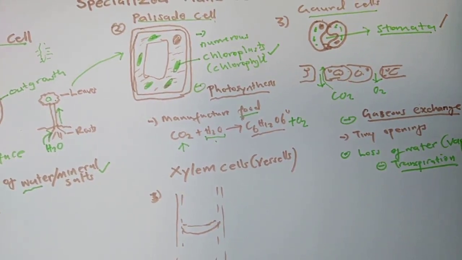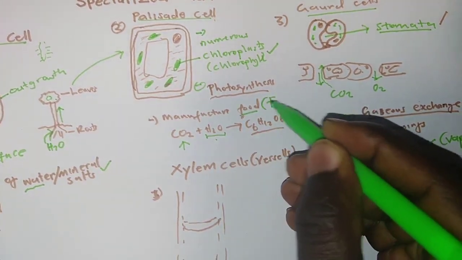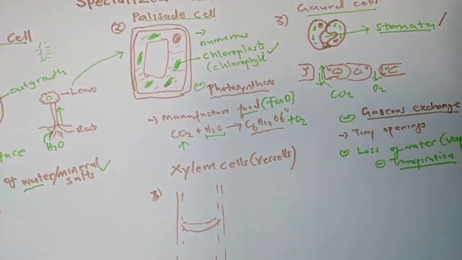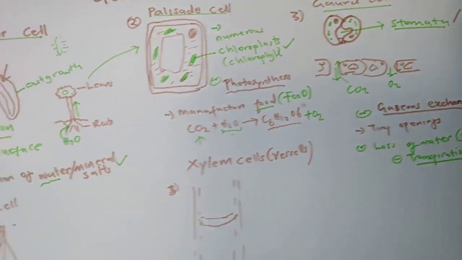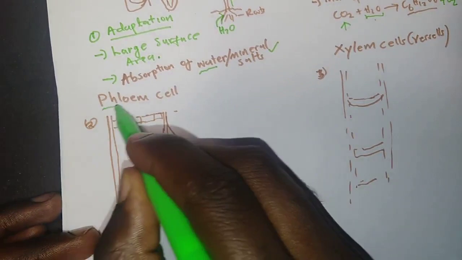Now, biology is more of a story. We started with root hair cells and how they absorb water; that water goes to the leaves. We have also seen how carbon dioxide gets to the leaves through the guard cells, through the stomata, and they go into the Palisade cells, and here what is happening? Food is manufactured here.